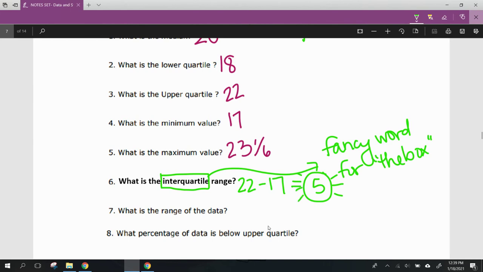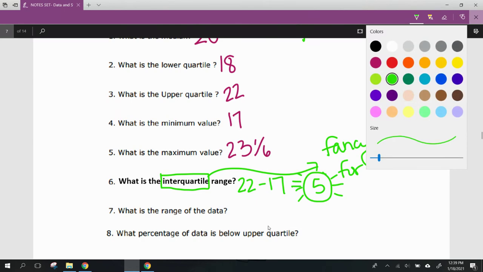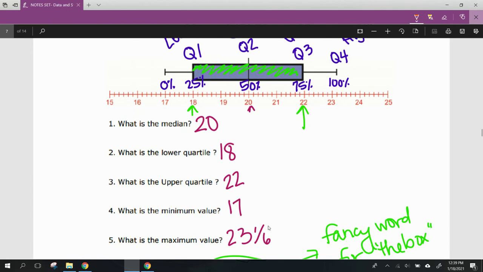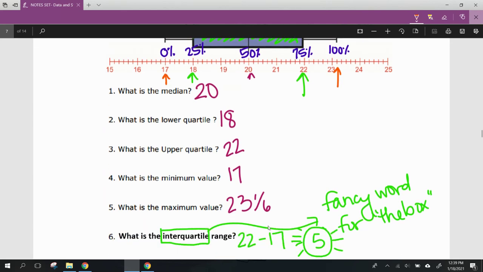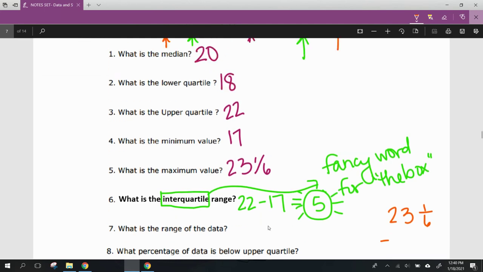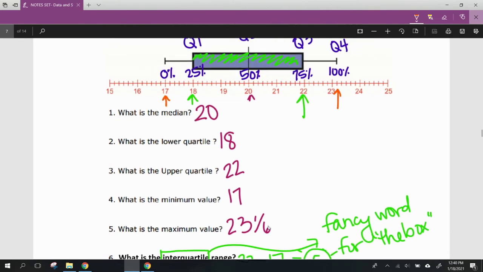But interquartile means the box. Say it out loud. Interquartile means the box. Interquartile means the box. Okay. Very important to distinguish that because our next question is about range, but I want the range of all of the data. And so that means from our littlest point to our biggest point. I said that backwards. Our littlest point would be 17. So that means we need 23 and 1/6 minus, you guys, did anybody catch that?